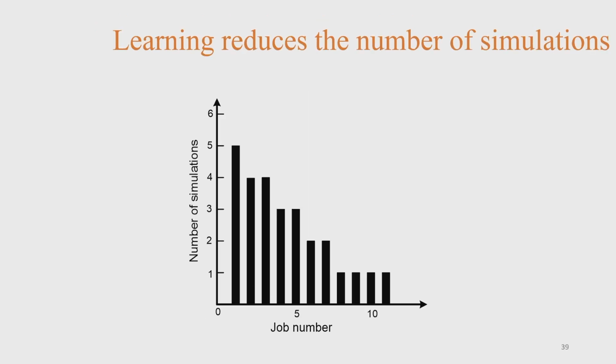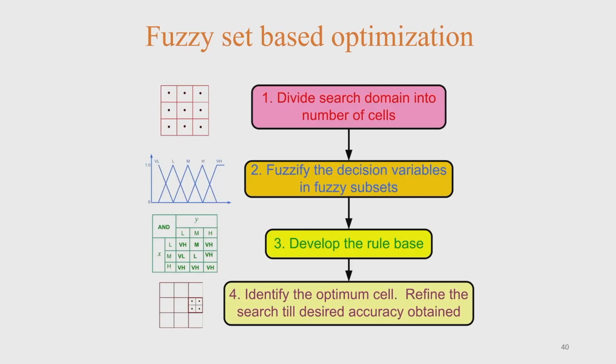So learning reduces the number of trials. Suppose your AI module initially takes maybe 5 trials before it can make a proper product, but as the AI model gets trained, it will take only maybe 1 trial and it can do the prediction. We can of course also make fuzzy set based optimization, because a lot of uncertainties are there.